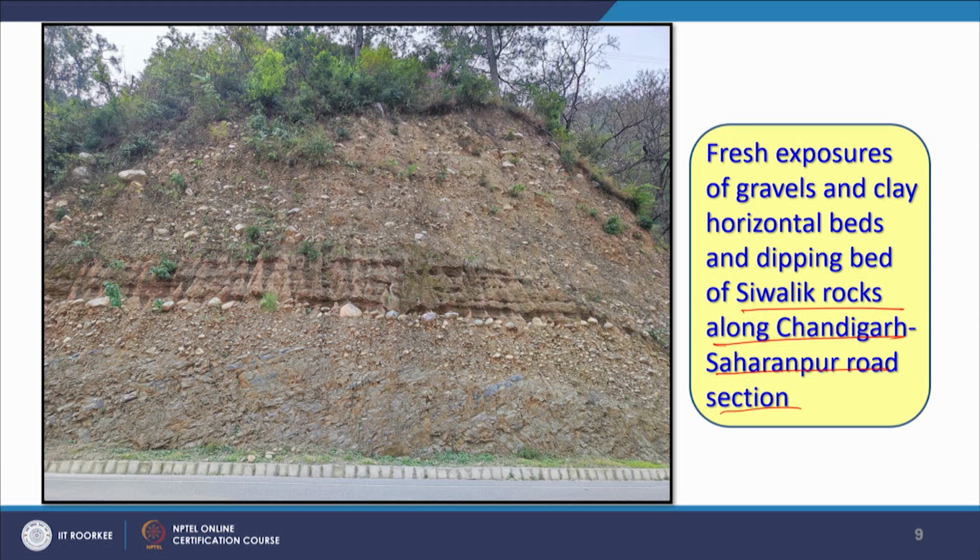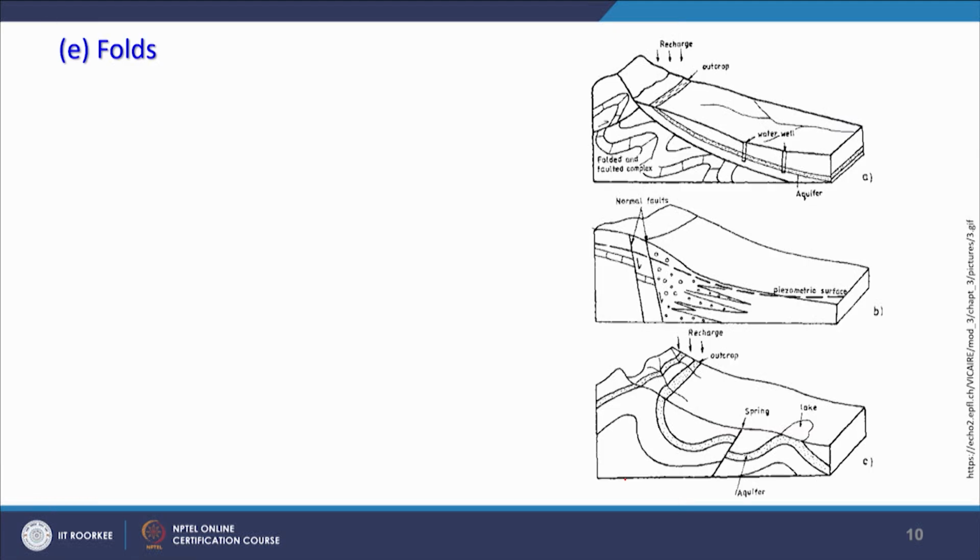You can see very easily that in this section you have fine grained rocks, and on top and bottom you have coarse grained rocks. It seems that these beds are dipping towards the screen, or away from the road, one part of which is also seen here.